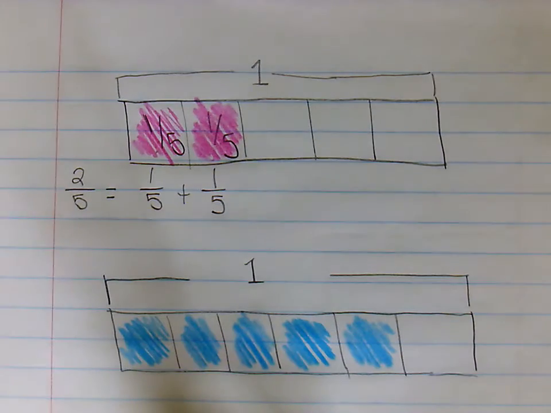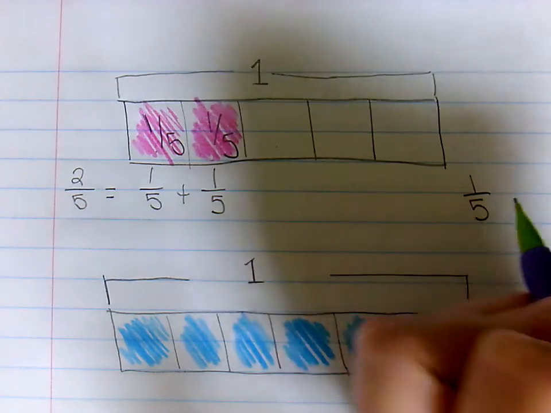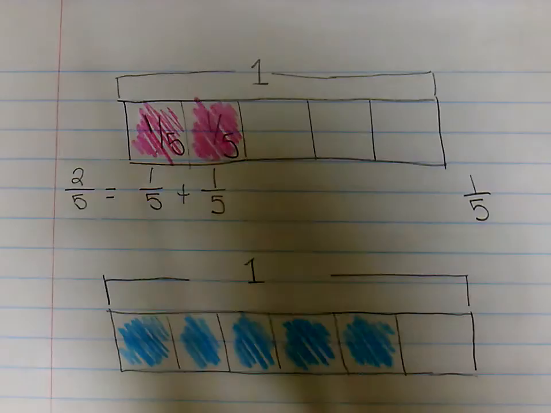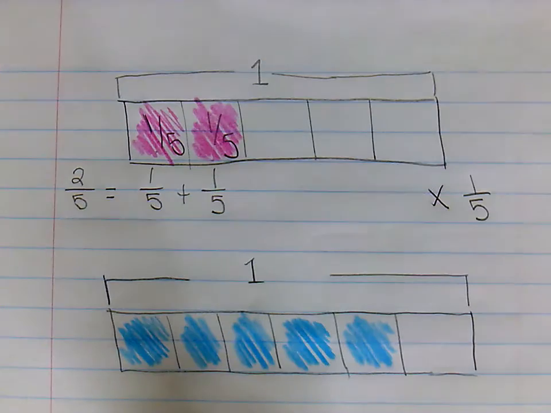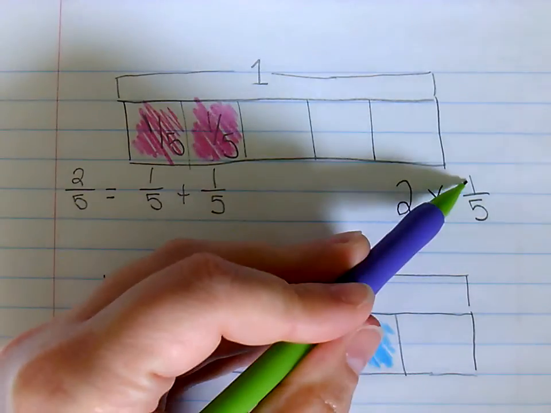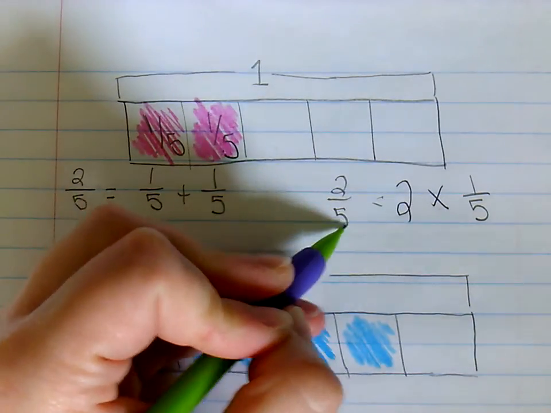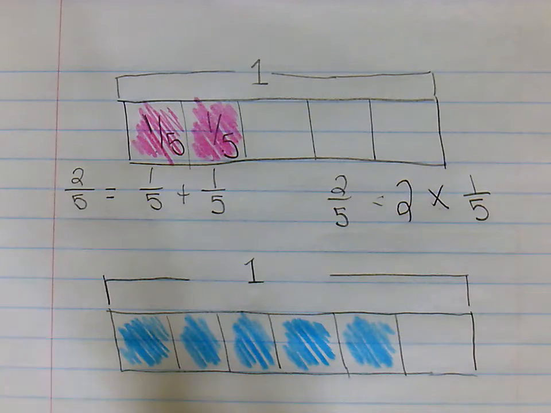So my unit fraction is 1/5. How many groups of 1/5 do we have? And again, you should be shouting at your screen right now. We see 2 shaded, 1, 2 groups of 1/5, which gives us 2/5. All right, let's keep moving.